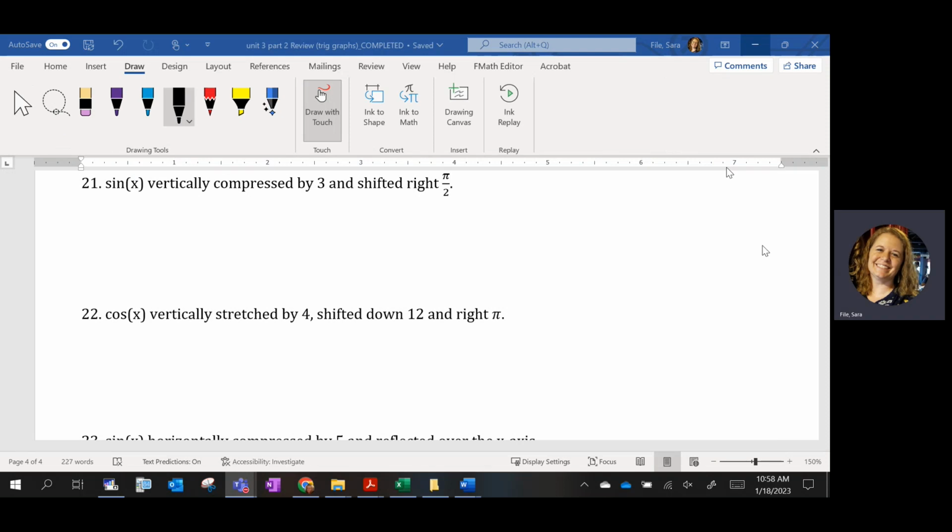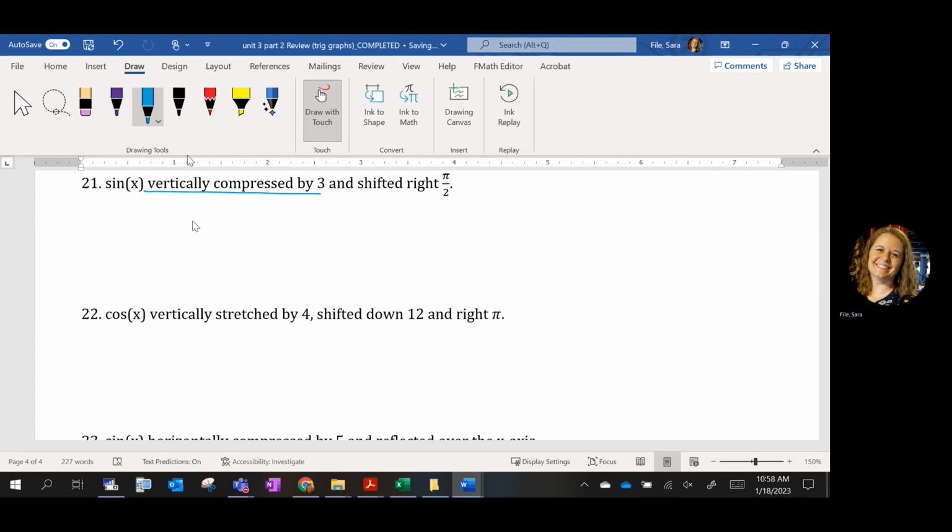All right, so keeping that in mind, I need to understand that if something is vertically stretched or compressed, that is the A value. That's changing the amplitude, right? Do y'all agree? So if it is vertically compressed by 3, that means vertically we're squishing it down to a third of its size, a third of its height. What does that mean A would be? 1/3. Good.